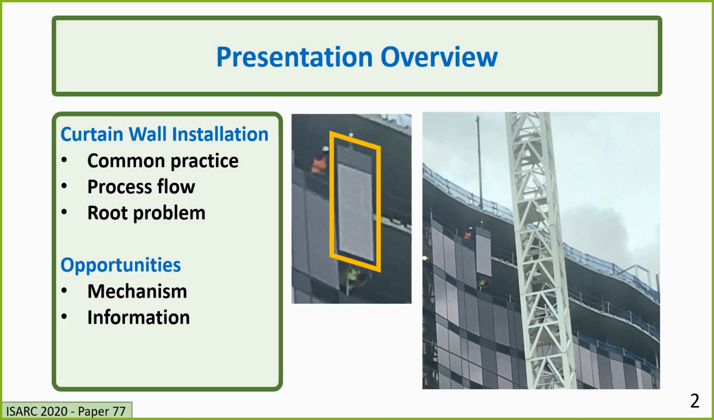So first, what is a curtain wall? It's shown in this picture here, partially constructed. It's a non-structural wall, and it is assembled of a large number of modules, which in this case are being lifted up by a crane.